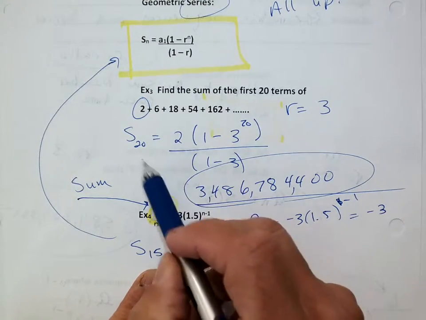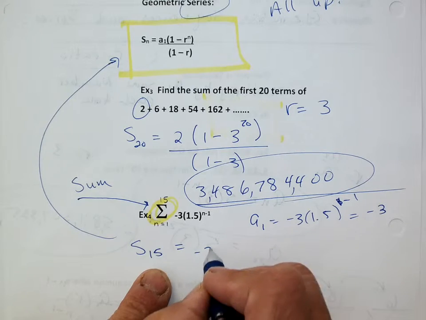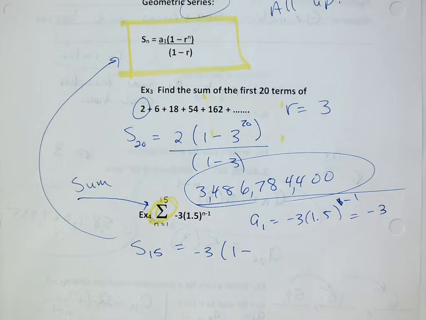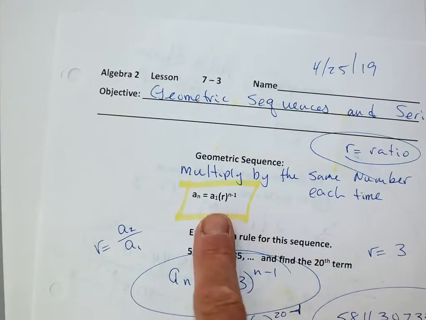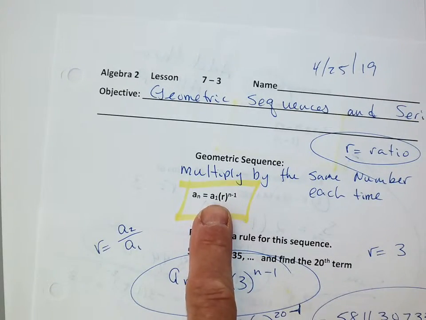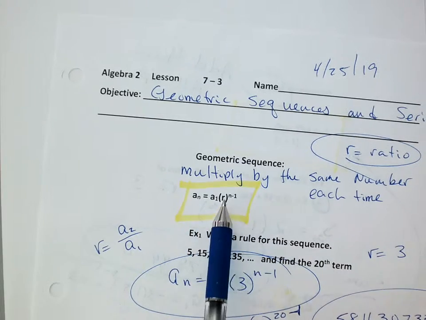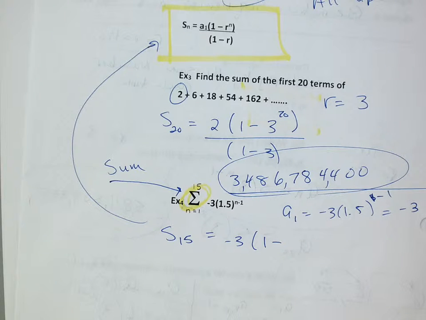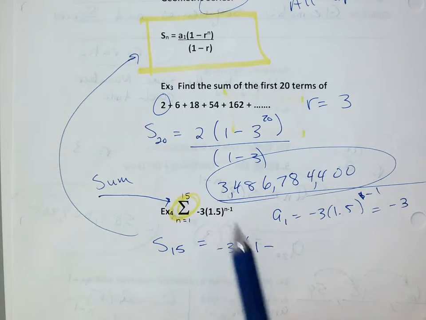I'm going to use my formula. S of 15 is A1, which is -3, times parentheses 1 minus r. What's my multiplier? It's 1.5. You're not dumb, but how do I know it's 1.5? Turn the page and look right there. Do you see how r is sitting right there? If you're not sure, you can make a few terms. Plug in 1, 2, 3, 4, and you'll find that the multiplier is actually 1.5.